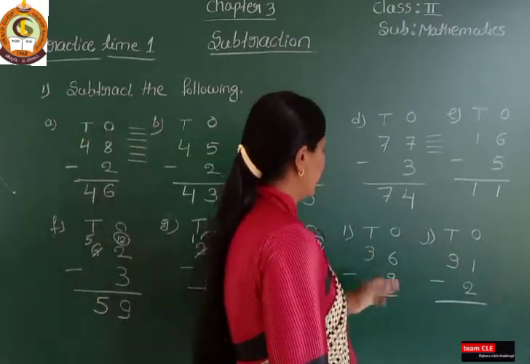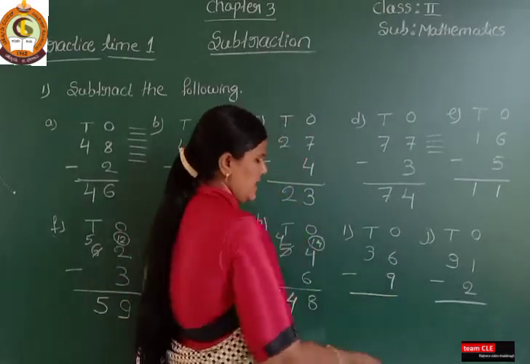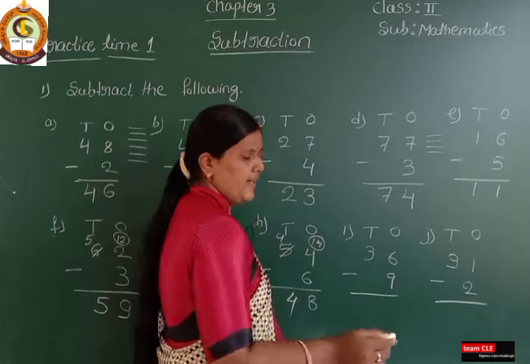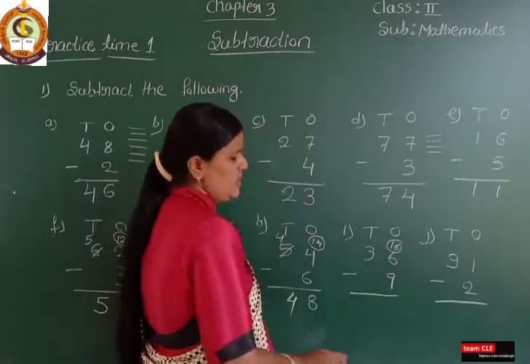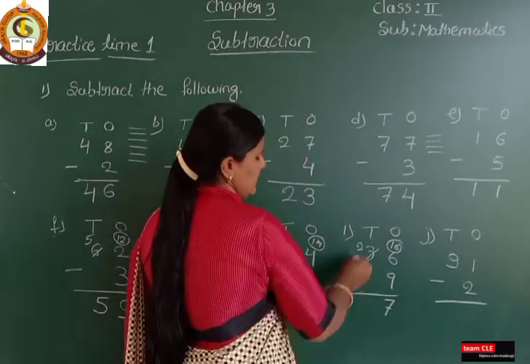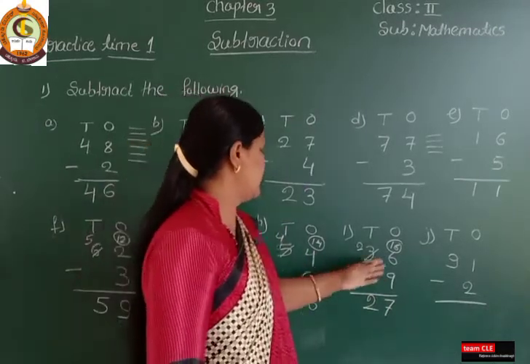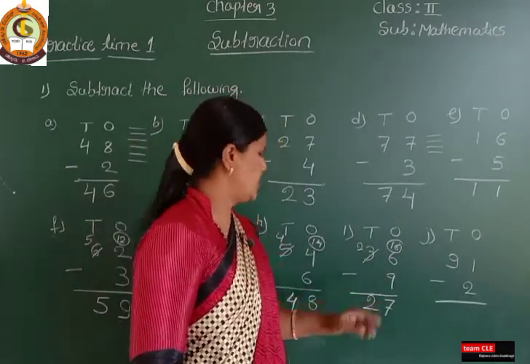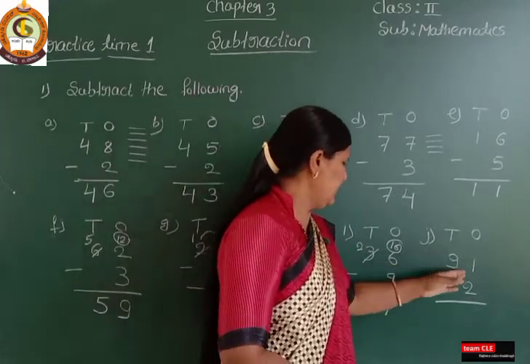36 minus 9. 6 minus 9, 6 is less than 9. So here also you have to take one tens group. That 10 plus 6 is 16. Now, 16 minus 9 is how much? 7. Write 7 here and instead of 3 here, 2 remains. That 2 you have to write here as it is. So the answer is what? 36 minus 9 is equal to 27. Next, 91 minus 2.